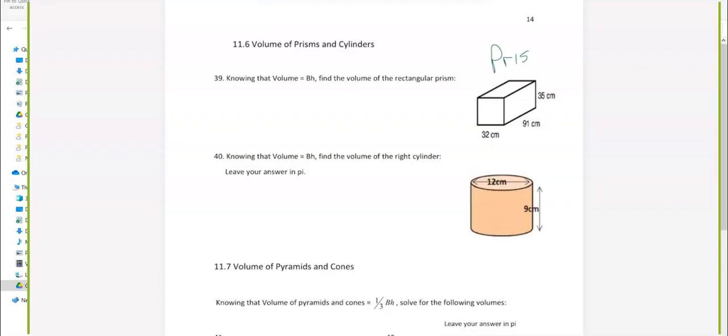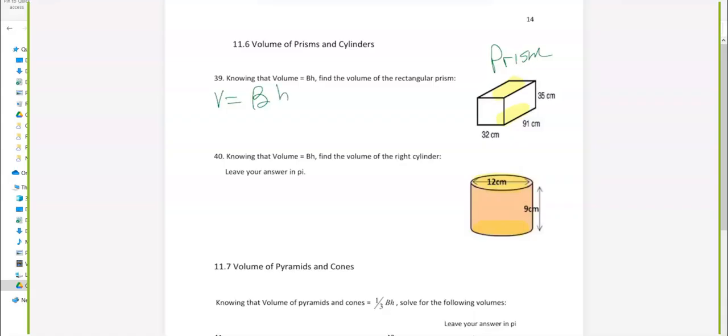This is a prism, and it has straight edges, so it's a polyhedron, and it has parallel surfaces, parallel to the bottom. Now, a cylinder has parallel surfaces also, but it's not a polyhedron because it has circular edges. But both of these have volume equations that are represented the same way. Volume equals capital B, which is the area of the base times the height.